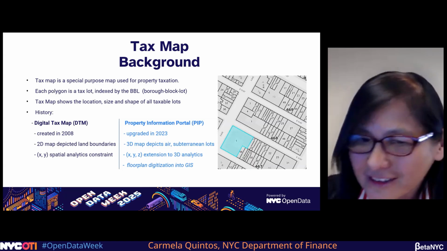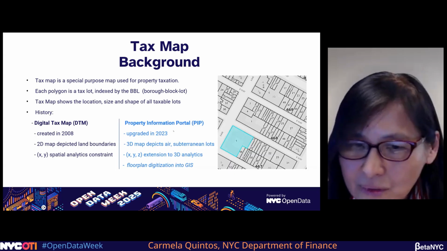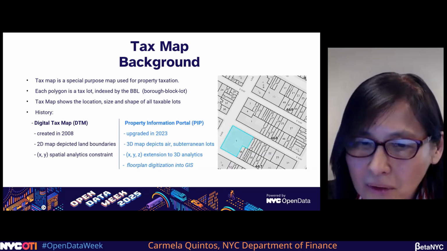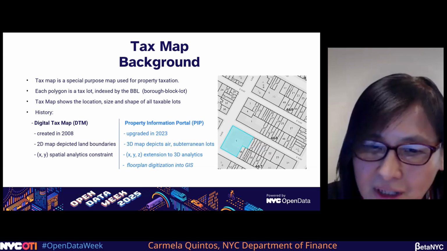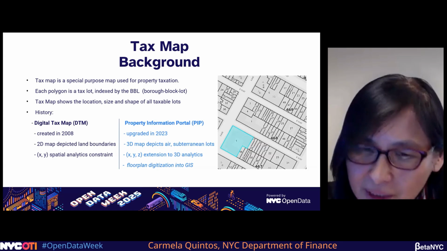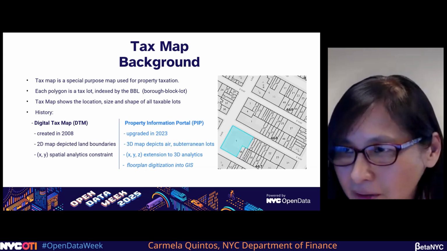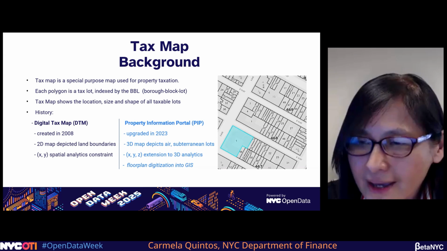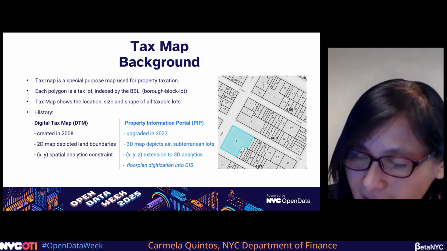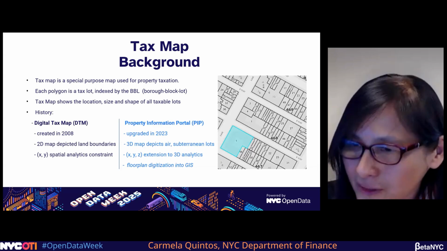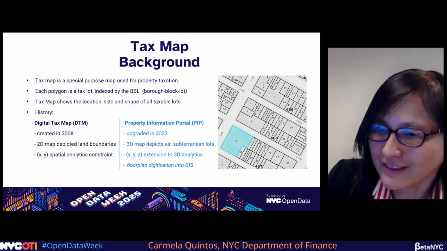15 years later, in 2023, the digital tax map was upgraded and is now called the Property Information Portal, or PIP. And one of the major upgrades was the ability to render in 3D. And this is very important because now we can render air and subterranean boundaries. And primarily, this is important for condominiums because you have condominium lots sitting 20 stories above ground level.